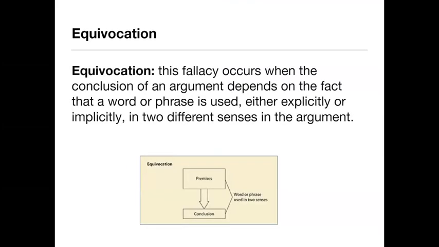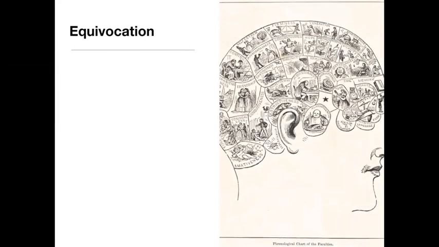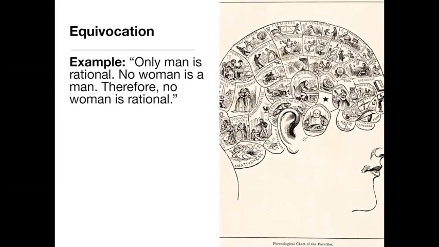All right, equivocation, maybe a less common one, but still used. This fallacy occurs when the conclusion of an argument depends on the fact that a word or phrase is used either explicitly or implicitly in two different senses in the same argument. So here's an example. Only man is rational, no woman is a man, therefore no woman is rational. So why is this problematic? I mean, more than one reason, but I'm using man in two different senses. I'm using man to refer to sex, and I'm also using man to refer to humans, mankind, right? So I'm equivocating between man in premise 1 and premise 2, right?